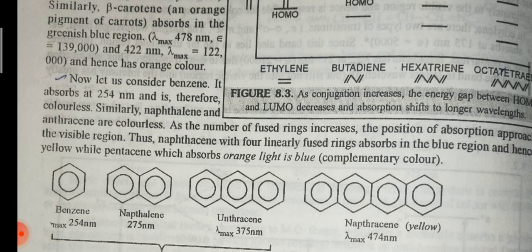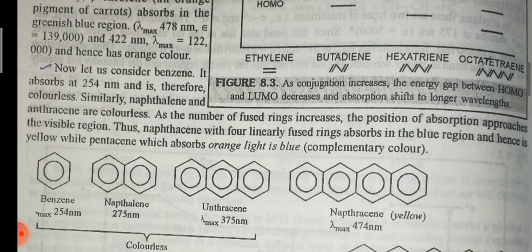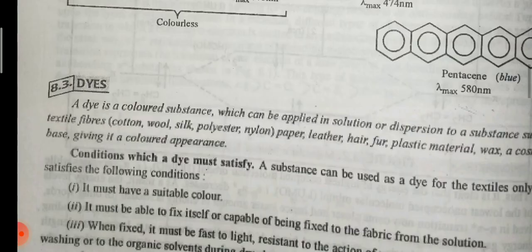Now let us consider benzene. It absorbs at 254 nanometer and is therefore colorless. Similarly, naphthalene and anthracene are colorless. As number of fused rings increases, the position of absorption approaches the visible region. Thus, tetracene with 4 linearly fused rings absorbs in the blue region and hence is yellow, while pentacene, which absorbs orange light, is blue.